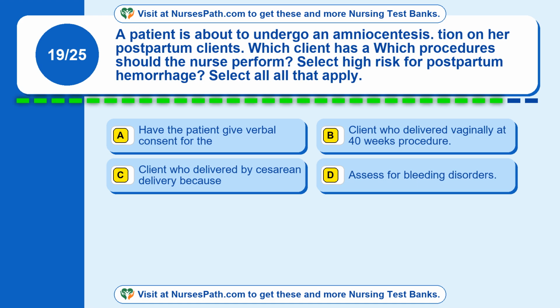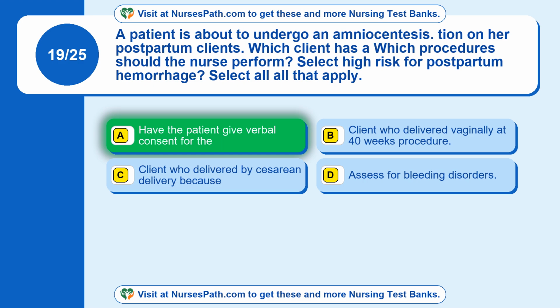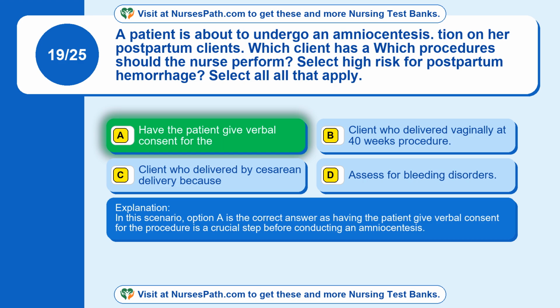Question 19. A patient is about to undergo an amniocentesis. Which procedures should the nurse perform? Select all that apply. Option A. Have the patient give verbal consent for the procedure. Option B. Client who delivered vaginally at 40 weeks. Option C. Client who delivered by cesarean delivery. Option D. Assess for bleeding disorders. The correct answer is option A. Have the patient give verbal consent for the procedure. In this scenario, option A is the correct answer, as having the patient give verbal consent for the procedure is a crucial step before conducting an amniocentesis.